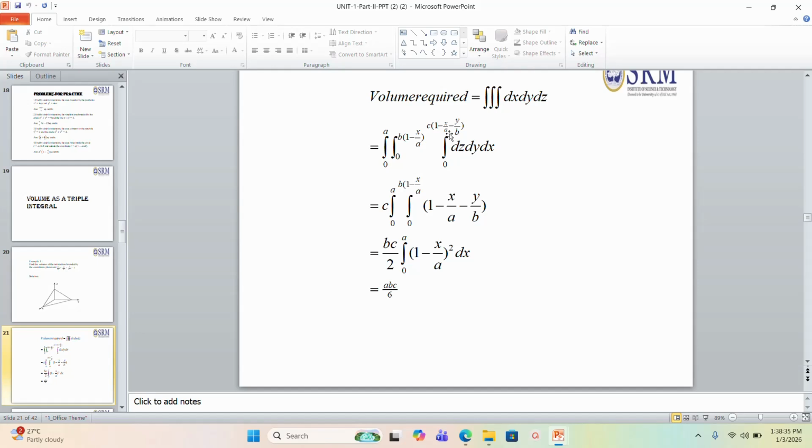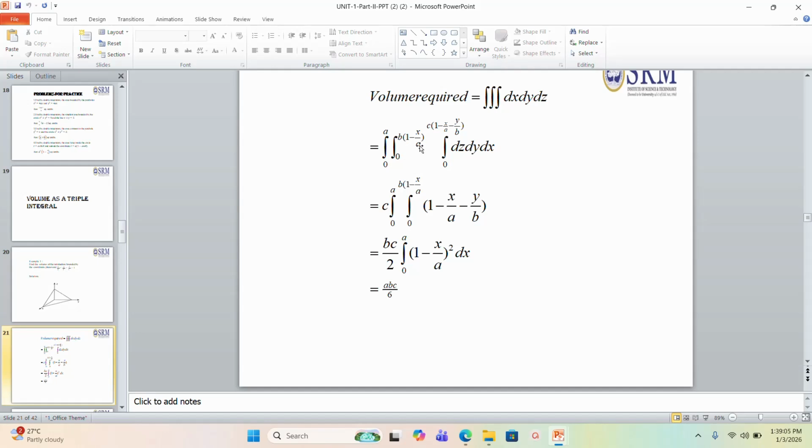And the limits are x and y. So the limits x and y mean integration with respect to z. So integral dz is equal to z, and with the z limit c into 1 minus x by a minus y by b as the upper limit, minus z equal to 0 as the lower limit, into dy dx. So this is the first integration. Now take c as a constant. Now this we have to integrate.